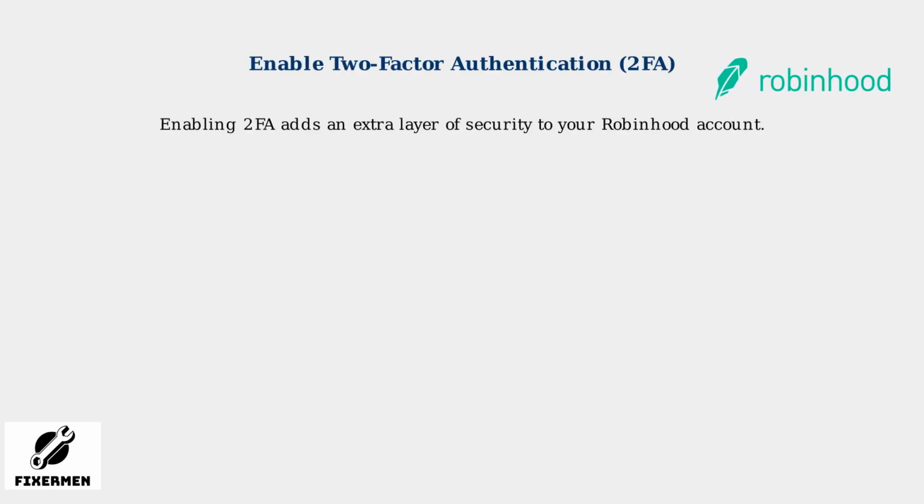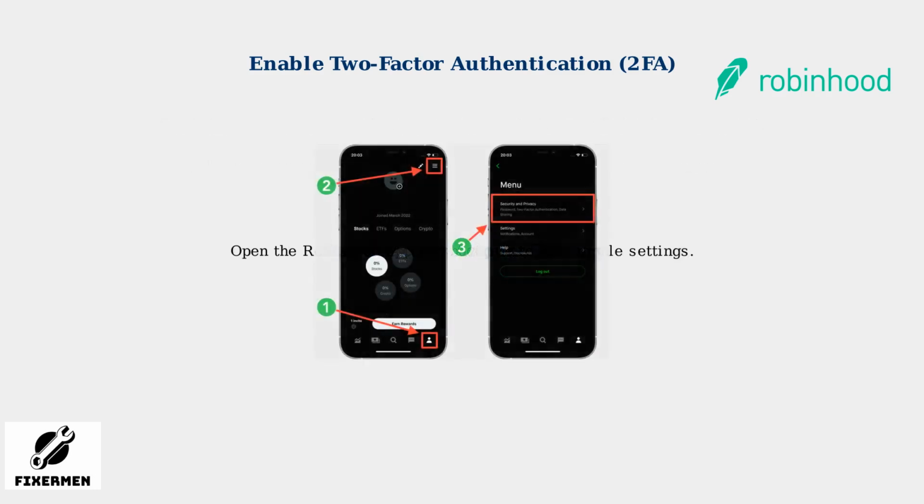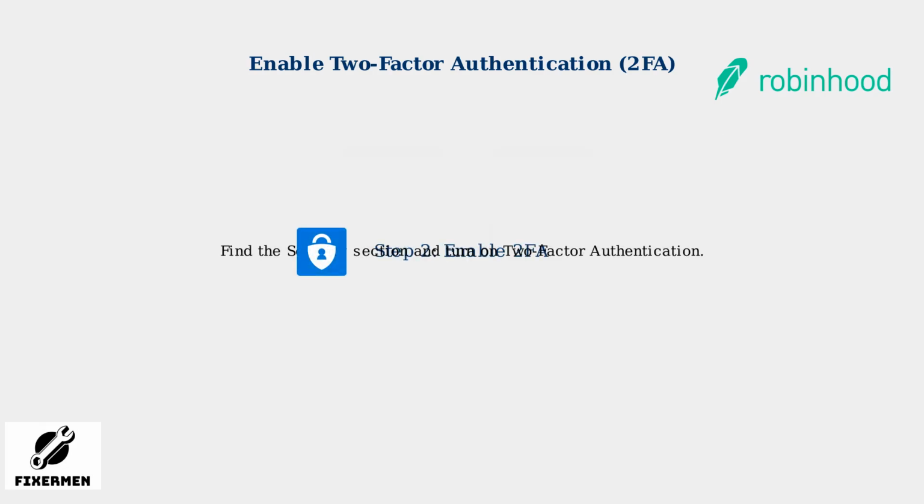Enabling two-factor authentication, or 2FA, adds an essential extra layer of security to your Robinhood account. This security measure helps prevent unauthorized access and can significantly reduce occurrences of error code 401 unauthorized. To get started, open the Robinhood app and navigate to your account settings. Look for the Security and Privacy section, which is where you'll find the two-factor authentication options.